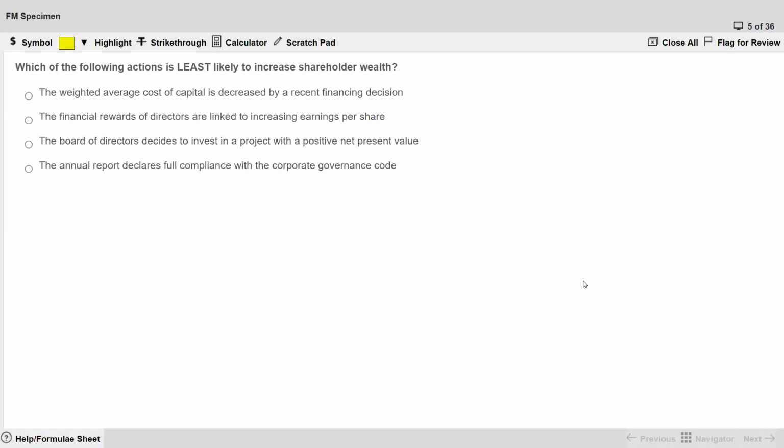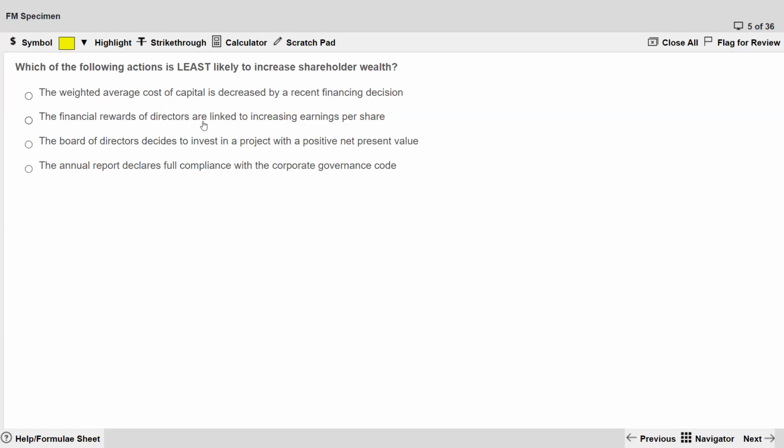Now, what next is there? What's the fourth one? It says, which of the following actions is least likely to increase shareholder wealth? Shareholder wealth technically means the company's share price, or you could also say the cash flows for the business. It says the weighted average cost of capital is decreased by a recent financing decision. So if the WACC is decreased, value increases. So this is going to have an increasing impact on the share.